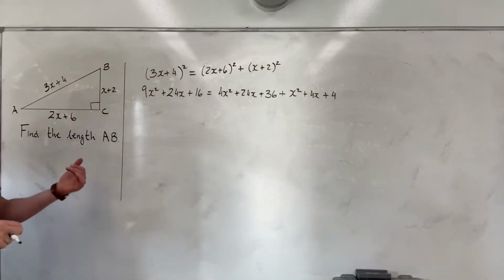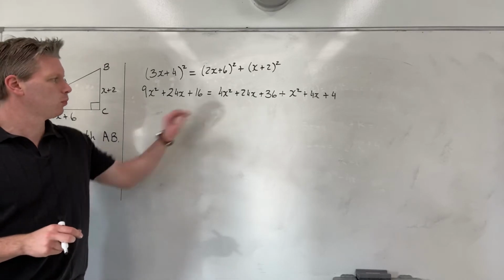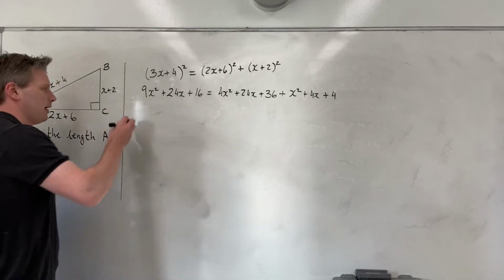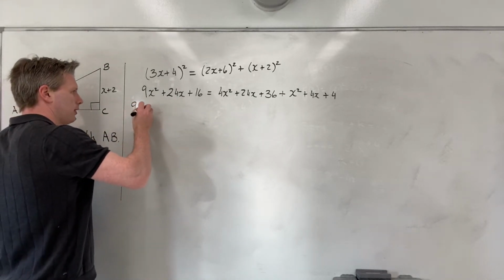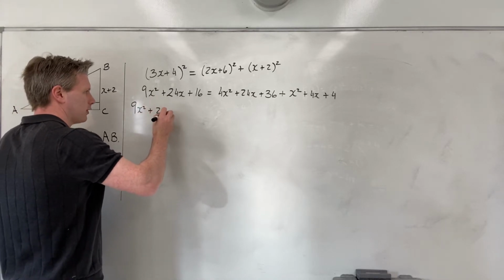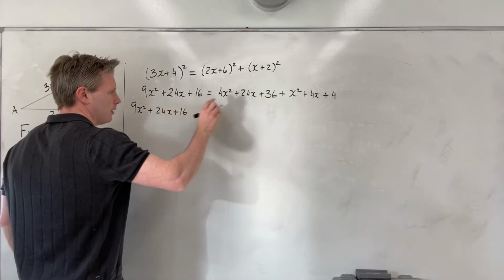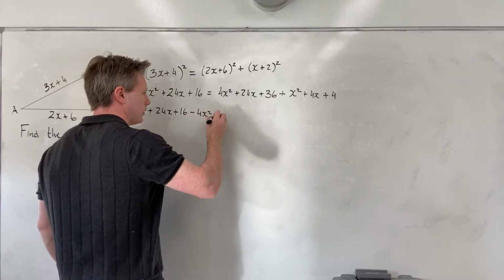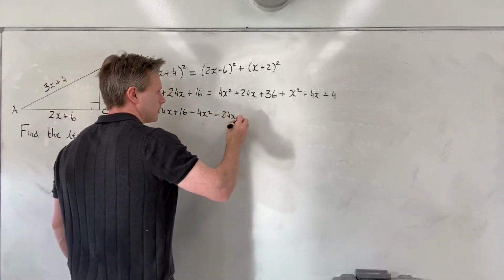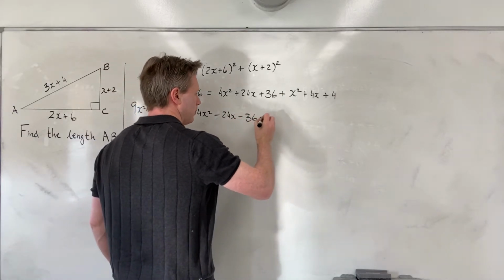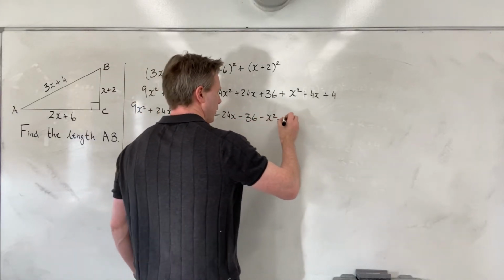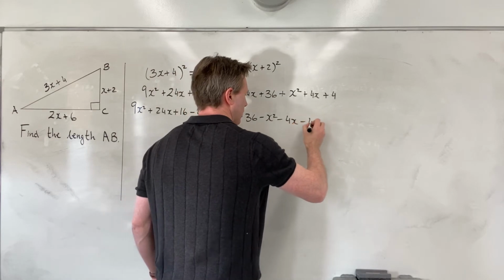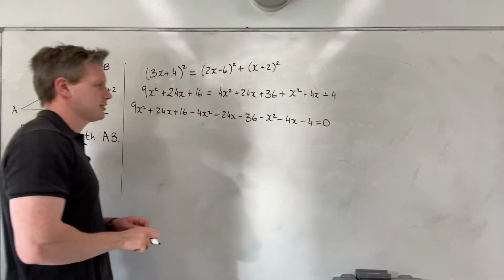4. Okay, I'm going to bring everything to one side. I'll bring everything to the left-hand side. So that will give me 9x squared plus 24x plus 16. Subtracting everything to the left, that gives me minus 4x squared minus 24x minus 36 minus x squared minus 4x, almost there, minus 4 is equal to 0. All right, I think that's everything.